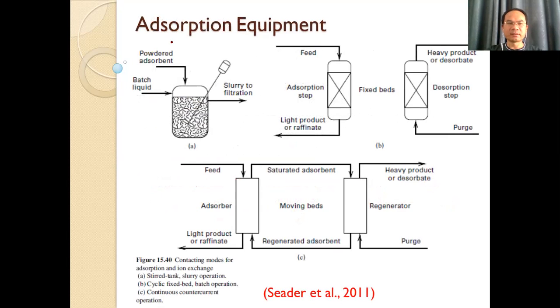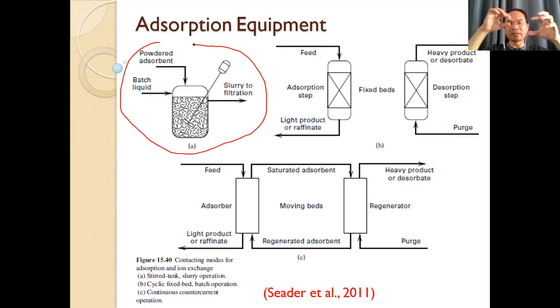Maybe the first one is the solid tank operation. Solid tank means we have the liquid solute mixed together with the solid adsorbent. We mix together, and then after adsorption, we filter to separate the solid and liquid, and then there is elution or desorption for the further step. Okay, and the next example is the fixed bed.